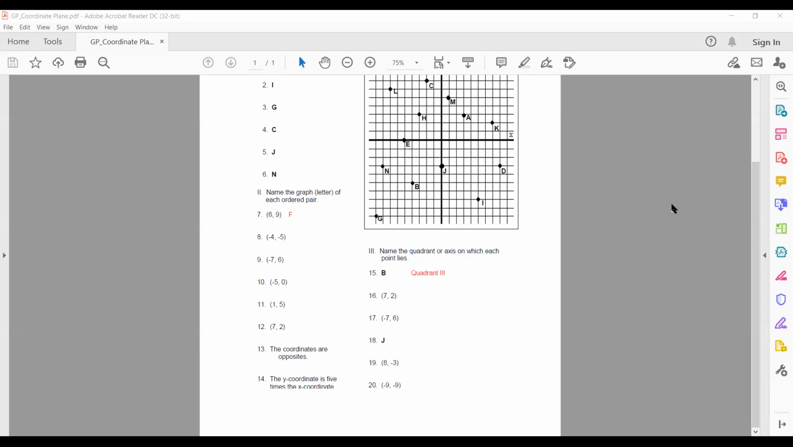Kathy says M, and that's perfect. Very good. How'd you figure that out? 5 times 1. That's exactly right. And the X value, you go 1 to the right, so that's the X value, and then 5 up. There's your Y value. That's 5 times more the X value.